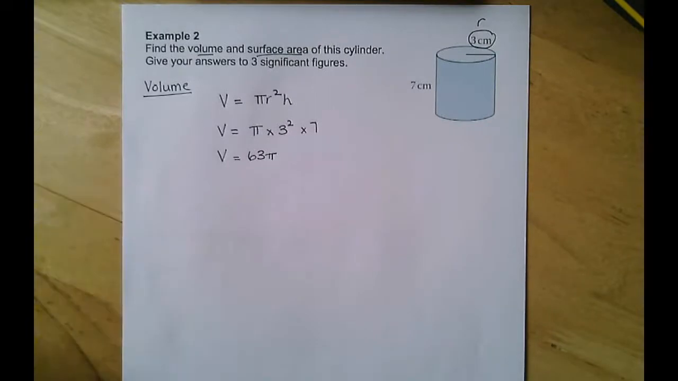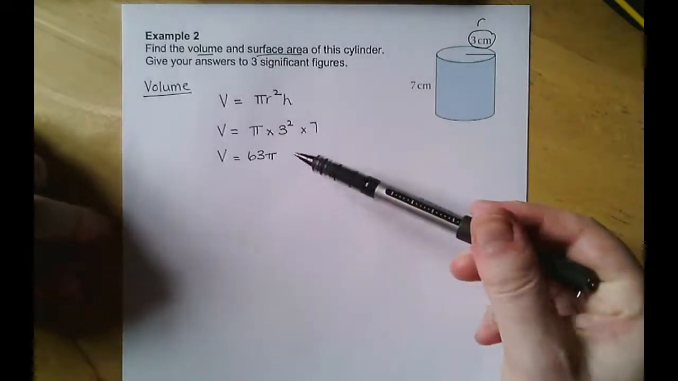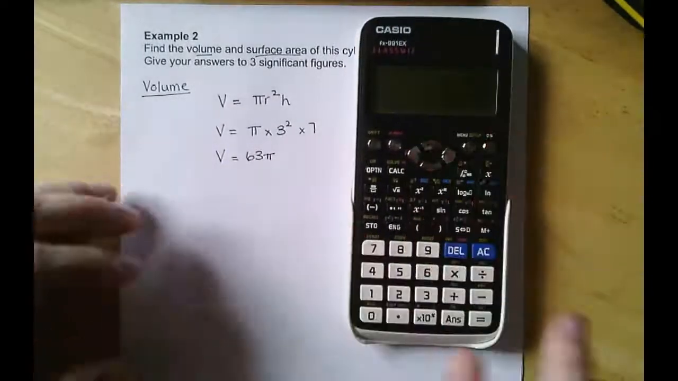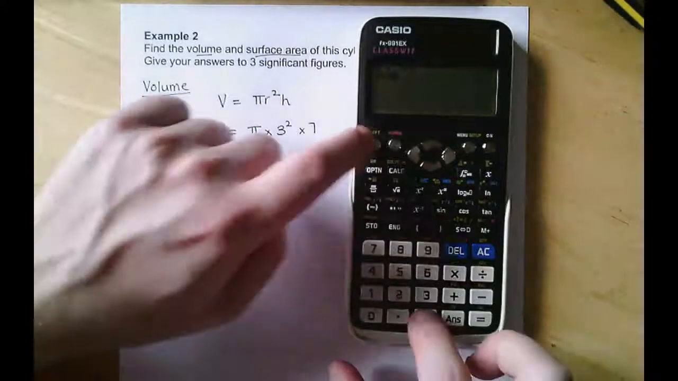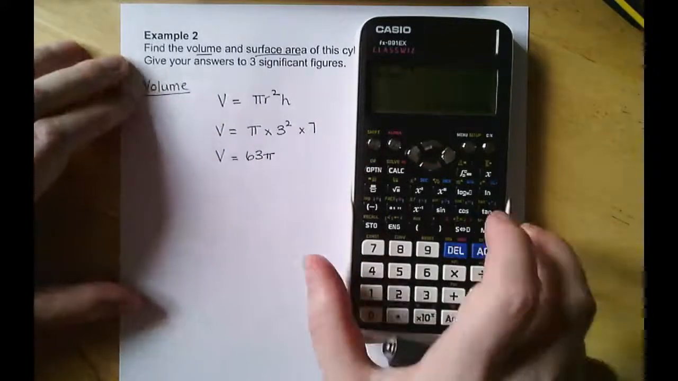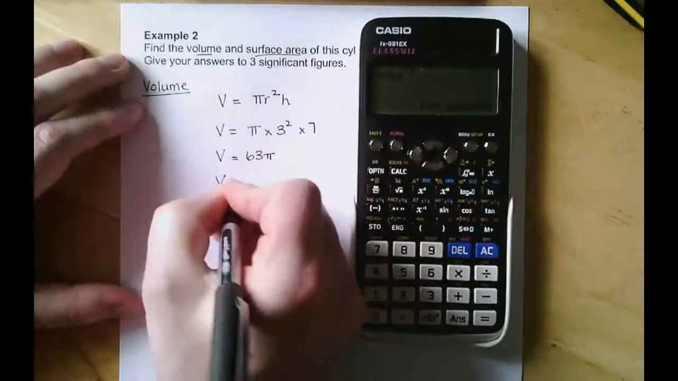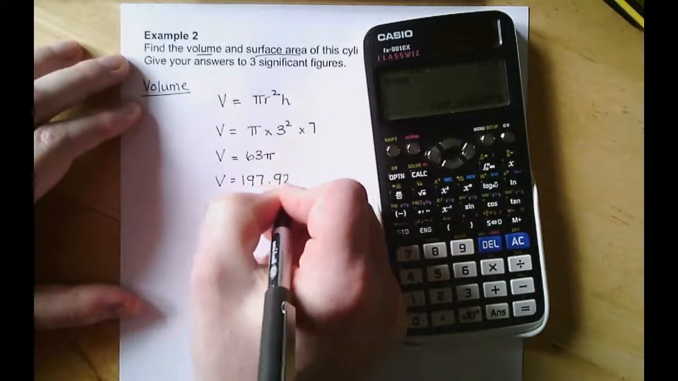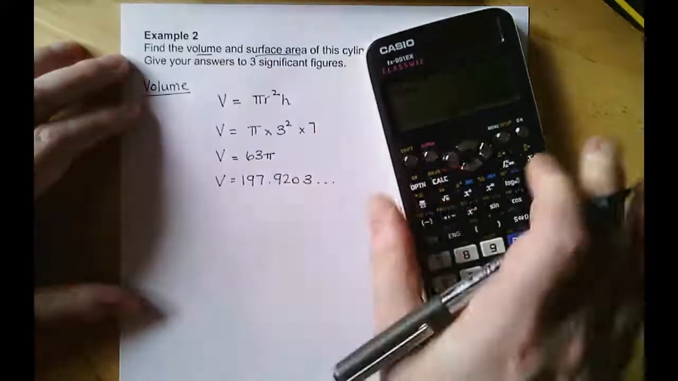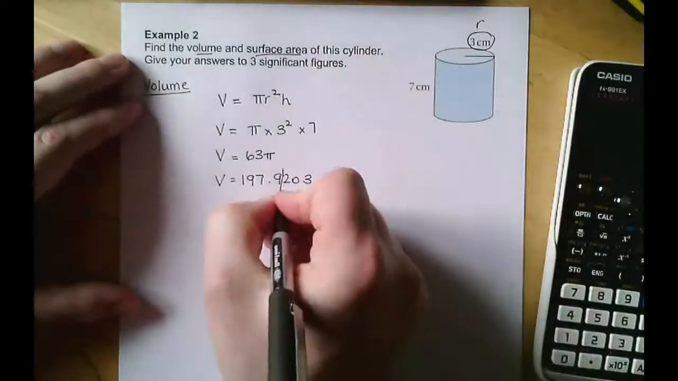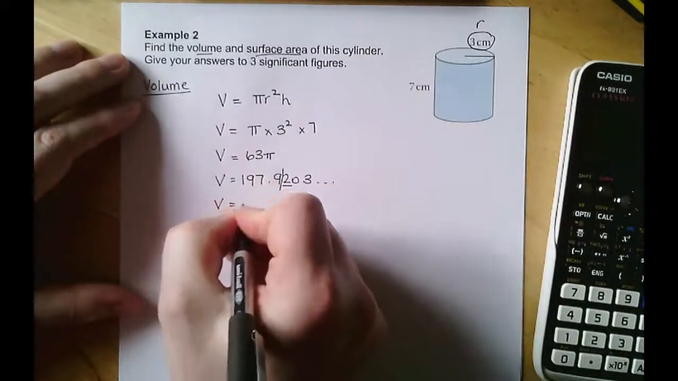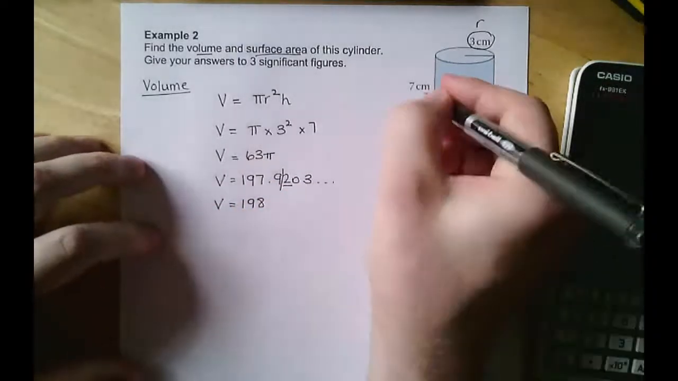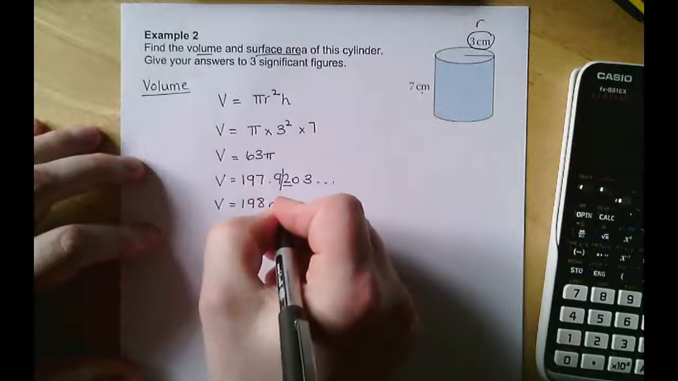I've written it like that so that I don't round until the very last step. Now use a calculator. 63 lots of pi is 197.9203, and so on. To 3 significant figures, the volume is 198. Don't forget the unit. It's a volume, so it's centimeters cubed.